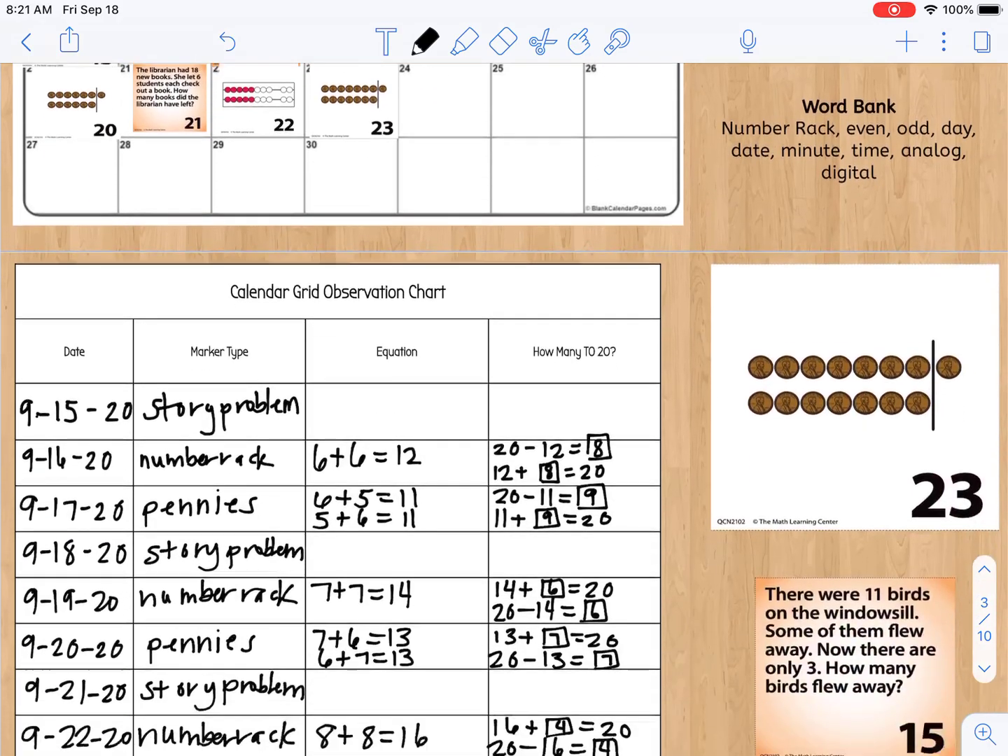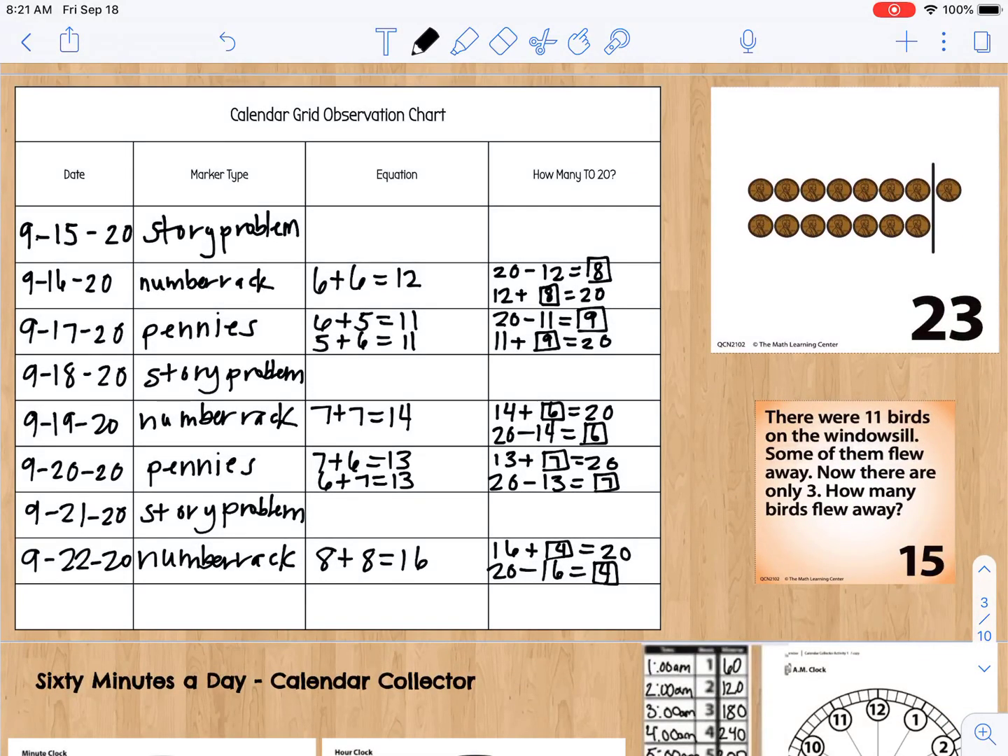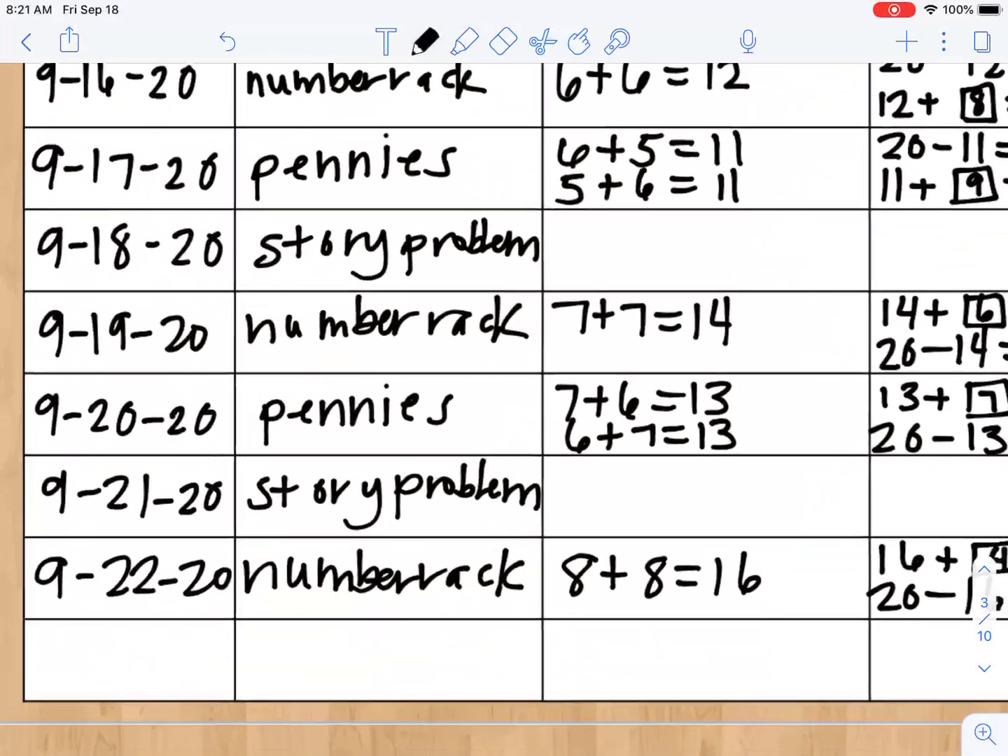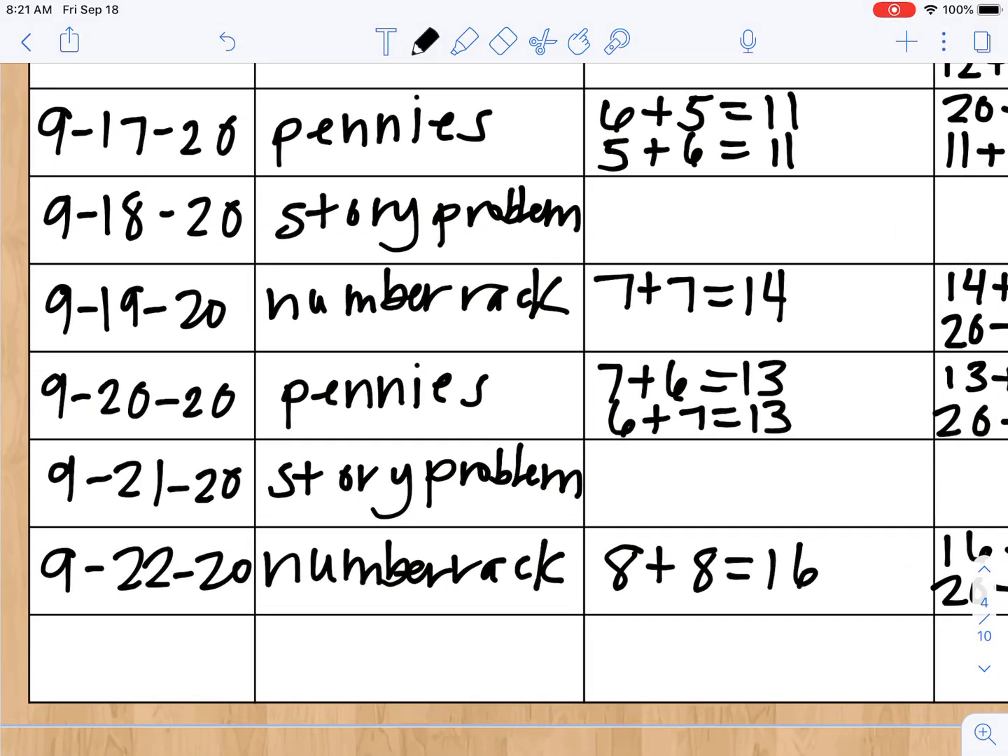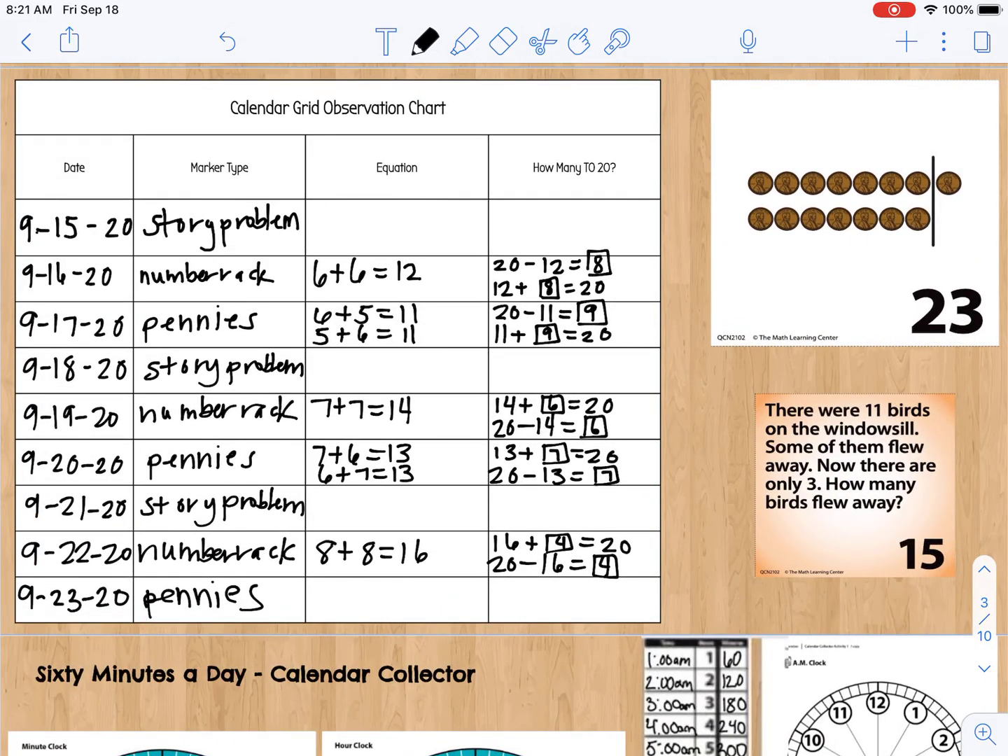Let's take a moment to add what we notice to our calendar grid observation chart. So we'll fill in our date, 9/23/20, and we have pennies today. All right, so let's take a moment to think about what we notice here on these pennies. What do you see? How could we write what we see as an addition equation?